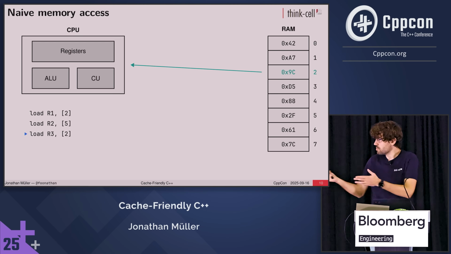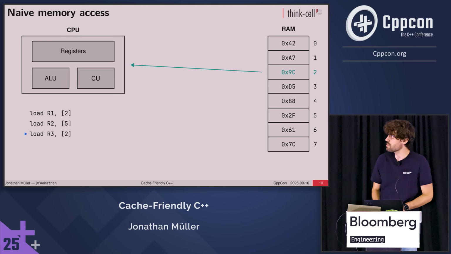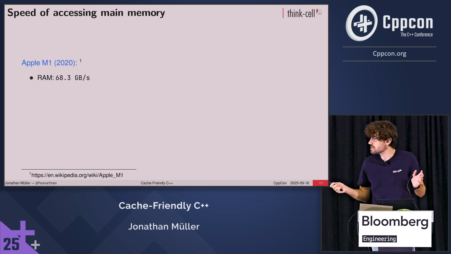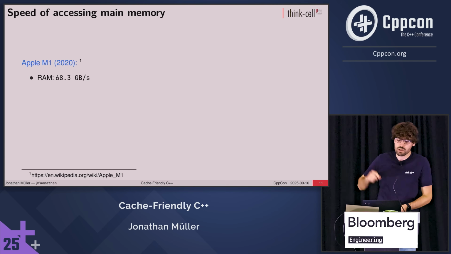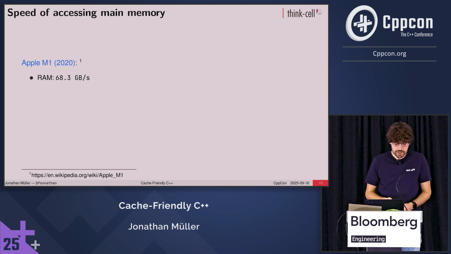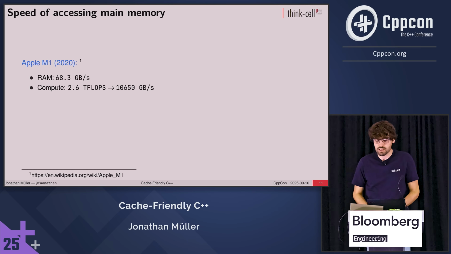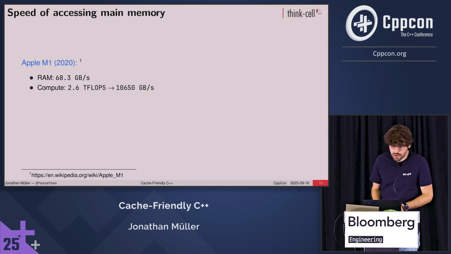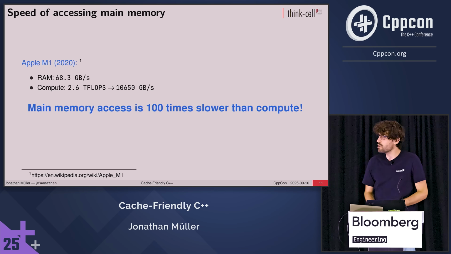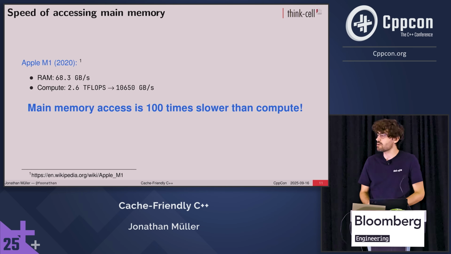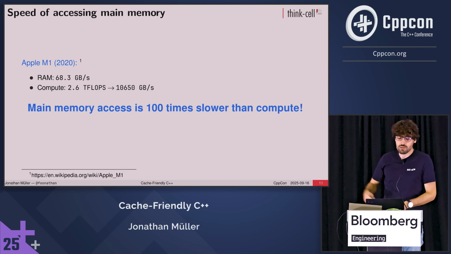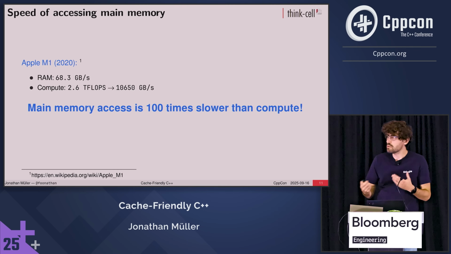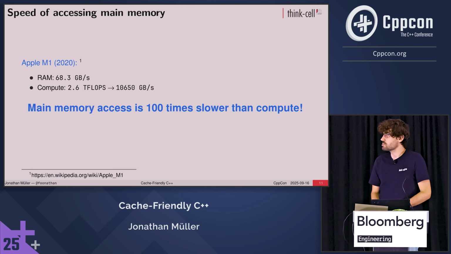Now, if this were really how your computer works, we wouldn't be very happy, because main memory access is slow. It's really, really slow. This is just some data I've got from Wikipedia. On the Apple M1, the RAM access is almost 70 gigabytes per second, and it has a performance of 2.6 teraflops, which translates to doing operations at 10,000 gigabytes per second. So main memory access is 100 times slower than compute. If we were to go to main memory every time we needed to do an operation, we would be 100 times slower. So the memory model doesn't work like that.